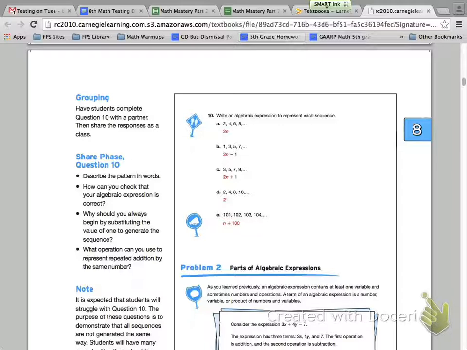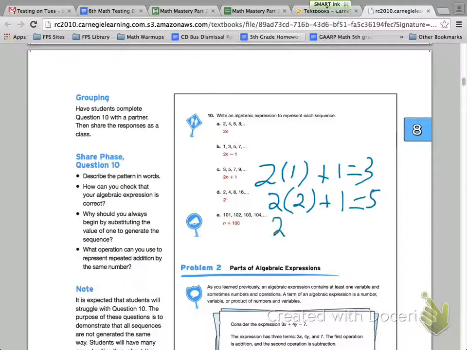For letter C, very similar. So again, 2n, so 2 times the number in the list. The first number is 3, so 2 multiplied by 1 is 2, and then you have to add 1 to get to each number, so that sum would be 3. For the next number, the second number in the list, plus 1, that would be 5. 2 multiplied by 3, the third number in the list, plus 1 would equal 7, and so on.